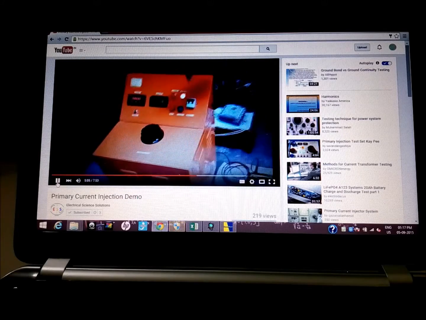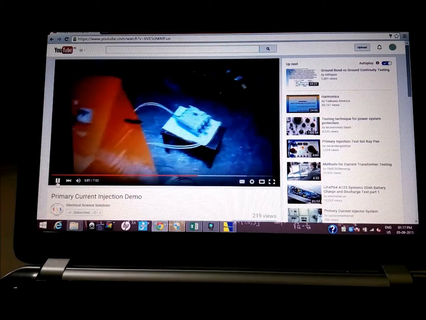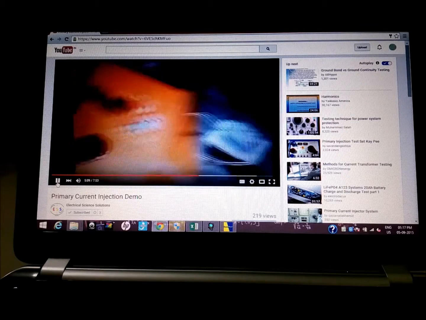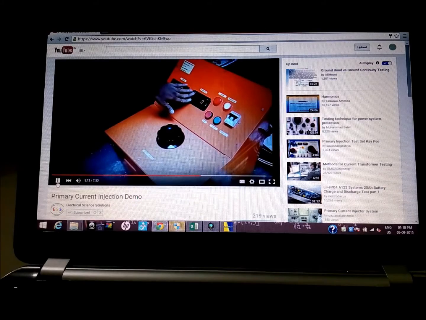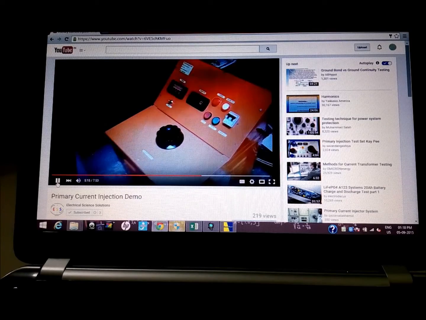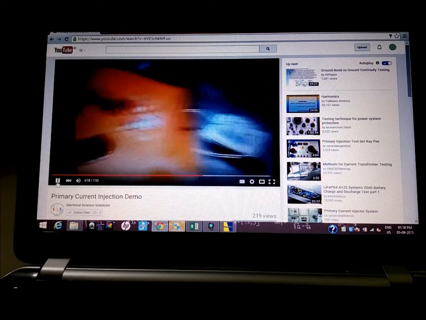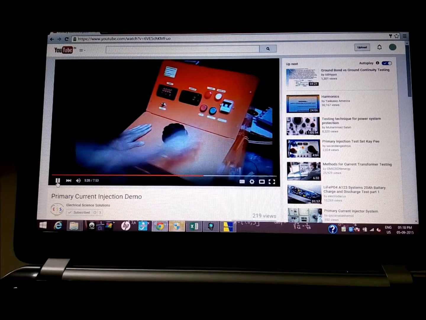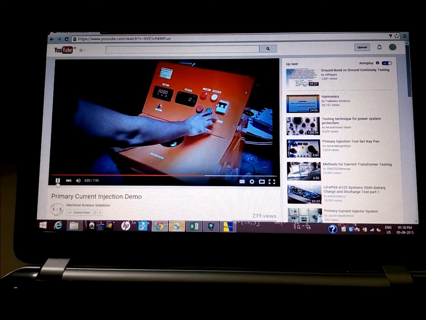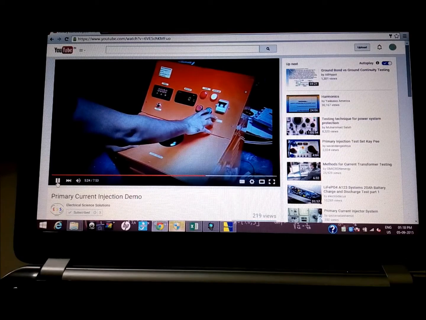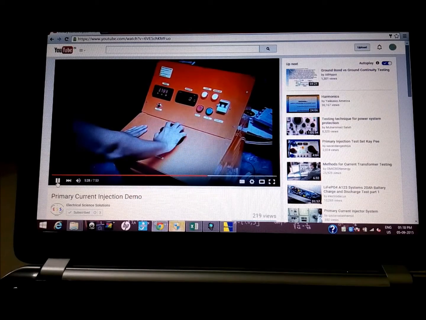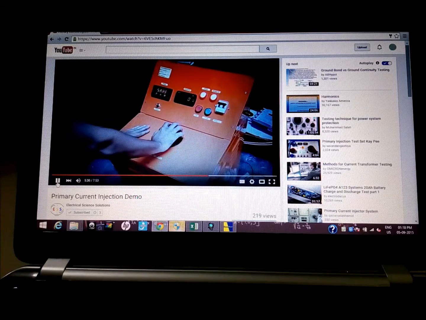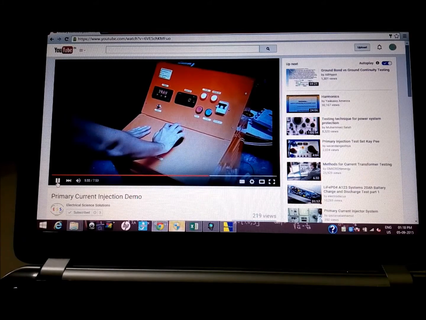Hi guys, this is further to our earlier video of primary current injection where we explained how primary current injection works and mainly the uses of it. Now this video is the extension of the MCCB tripping demonstration, where we all know that an MCB has two tripping characteristics. One is due to thermal and the other is due to magnetic. The tripping mainly depends on two components.